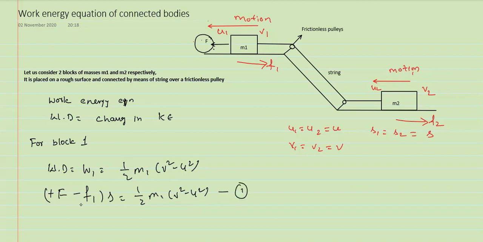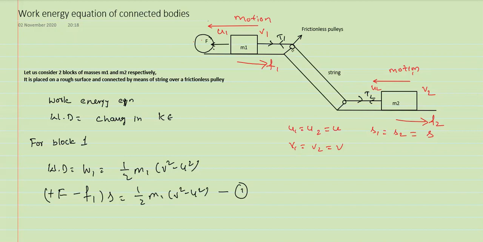Why are we considering only horizontal forces? Because the motion is in the horizontal direction, so we need to consider forces in the horizontal direction. And one more thing, here we have a string, so definitely the string has some tensions T1 and T2.